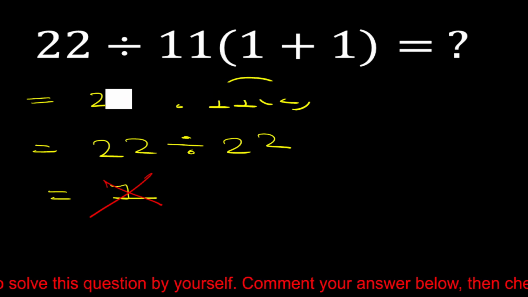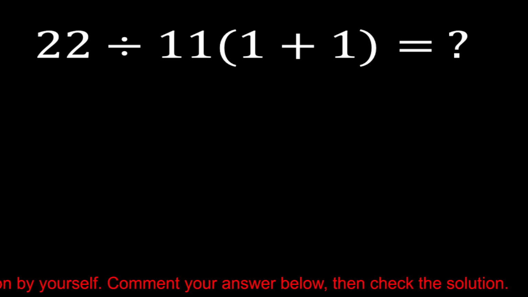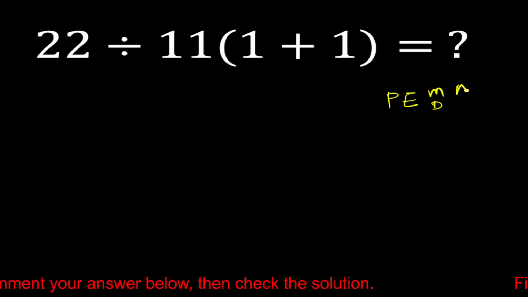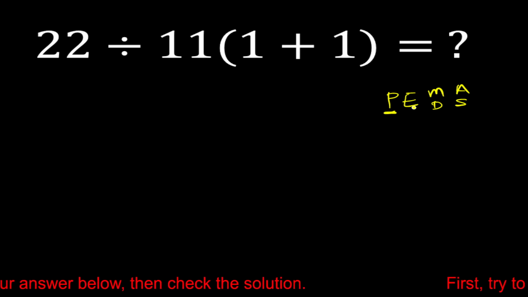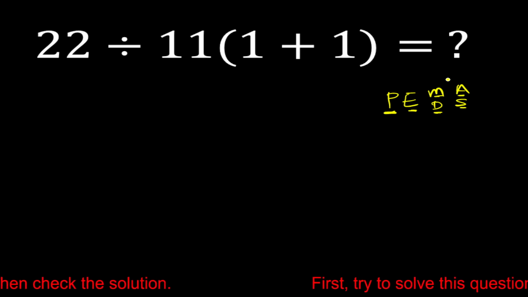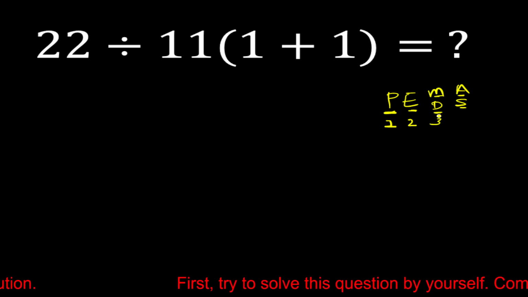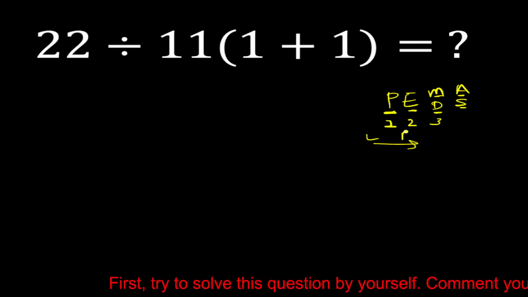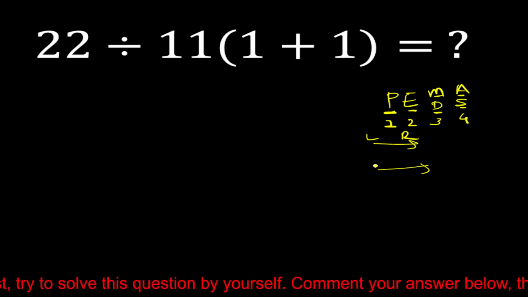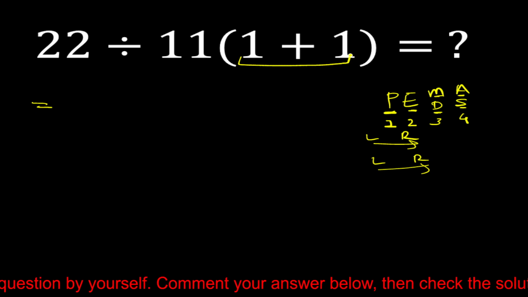Now let's solve this problem correctly by using a PEMDAS rule. Okay? PEMDAS. According to PEMDAS rule, P means parenthesis, E means exponents, M means multiplication, D means division, A means addition, and S means subtraction. First priority is parenthesis, then exponents, then multiplication and division both have equal priority, so we have to solve it from left to right. Then addition and subtraction also have equal priority, so we have to solve it from left to right. Okay. Now in this question, first priority is this parenthesis.